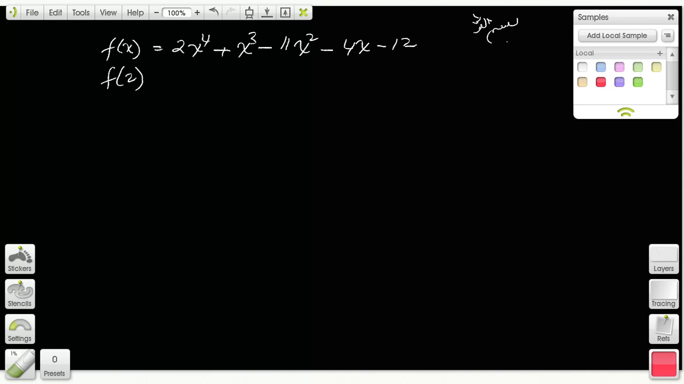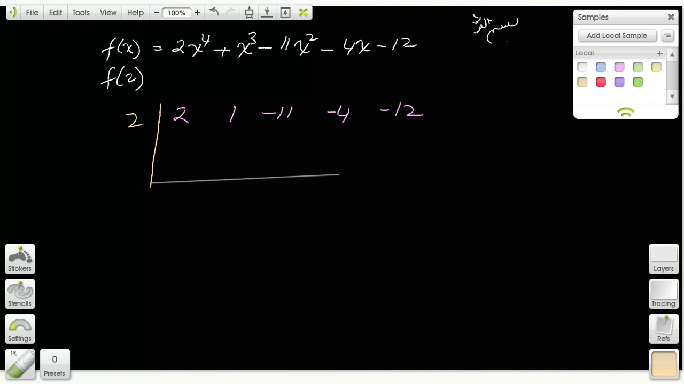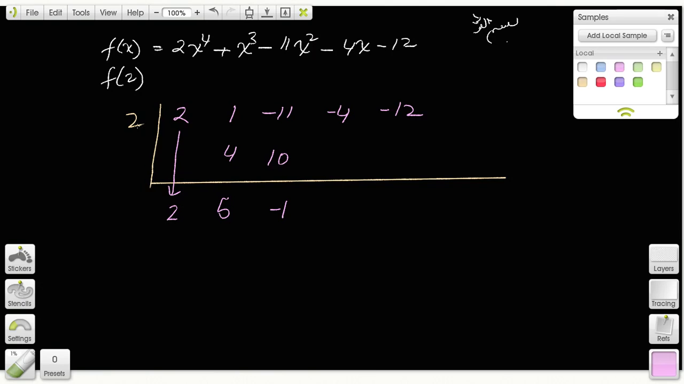Okay, let's do this. I'm just going to write the coefficients down. 2, none of them are missing. Like this. And I want f of 2. Alright, let's do this. So just bring the first one down. Don't mess with that. So 2 times 2 is 4. That's 5. Add. 5 times 2 is 10. Add negative 1. 2 times negative 1 is negative 2.